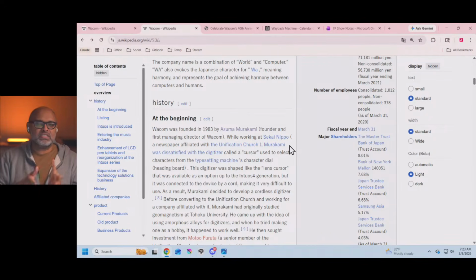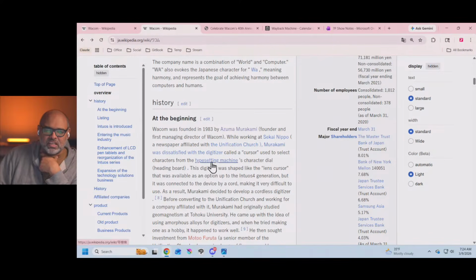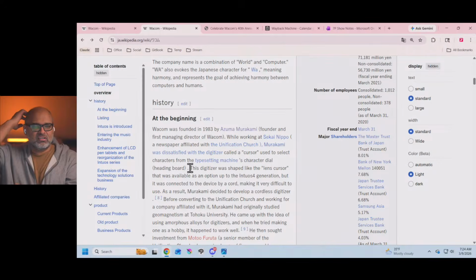Okay, so he's dissatisfied with the digitizer called a cursor used to select characters from, this is so interesting, right? From a cursor used to select characters from a typesetting machine, a character dial heading board. Now, this is weird. What are they talking about? What kind of device is it that they're referring to? Because we've been talking about drawing tablets, and now suddenly the word typesetting machine is getting introduced.